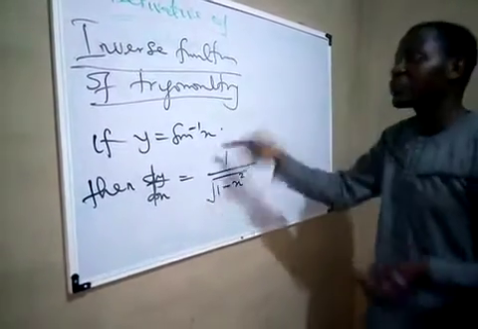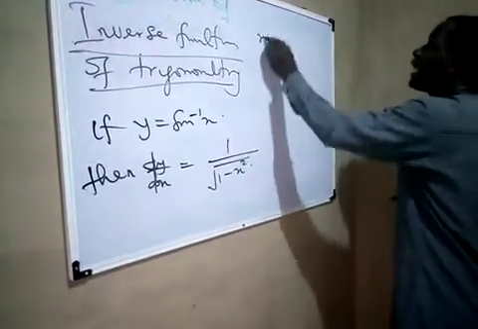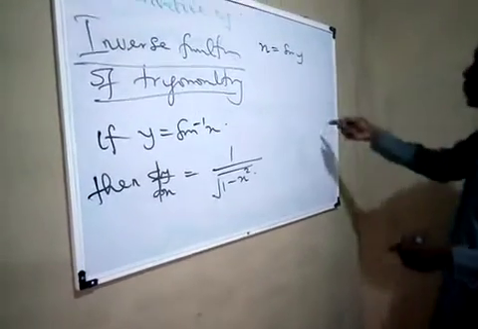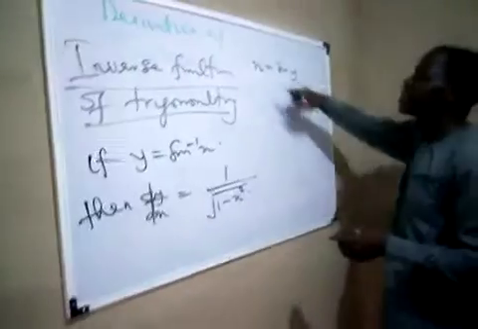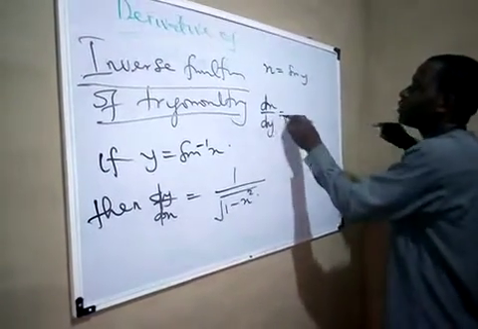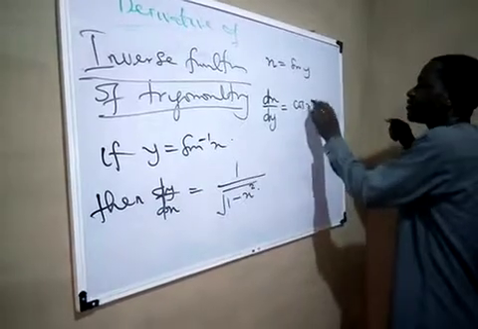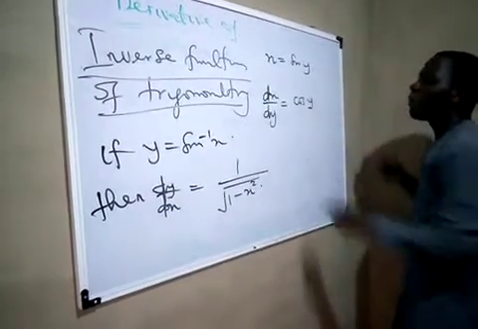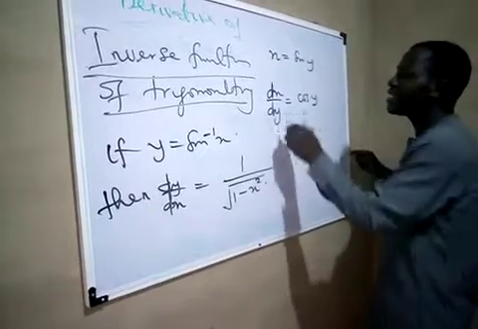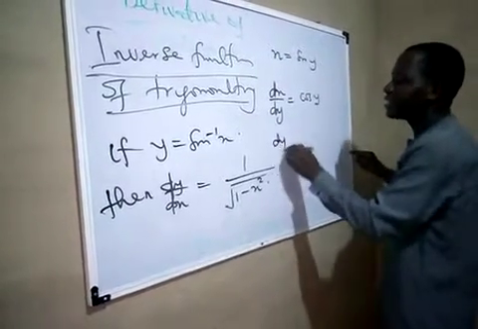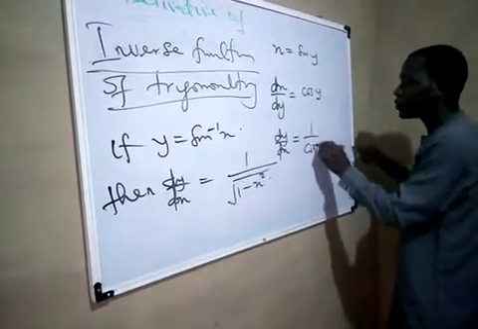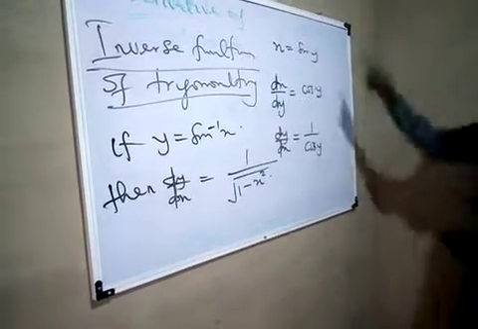So we said y equals sin inverse of x. So that means I'm saying x equals sin y. So if x equals sin y, if you differentiate, you have dx/dy. dx/dy will give us what? cos y. dx/dy will give us cos y. But recall, our determination is to get dy/dx. So if I take the inverse of this, we have dy/dx, that is, 1 over cos y. So we are going to have 1 over cos y.